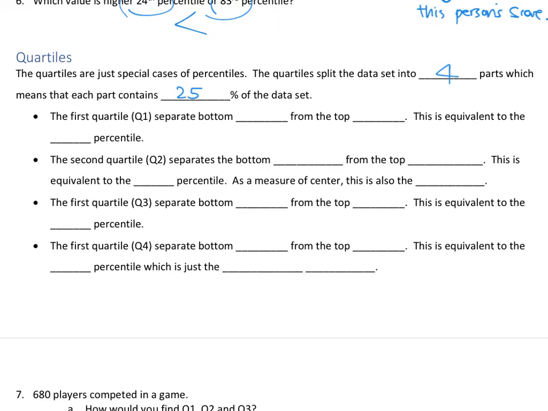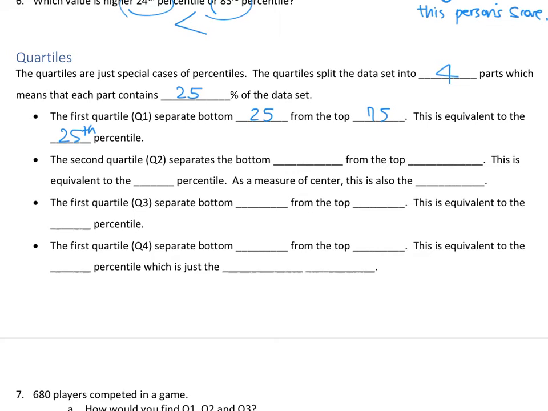So the first quartile, Q1, separates the bottom 25% from the top 75%. This is equivalent to the 25th percentile, right? So I could have just called it the 25th percentile, but usually you see first quartile.